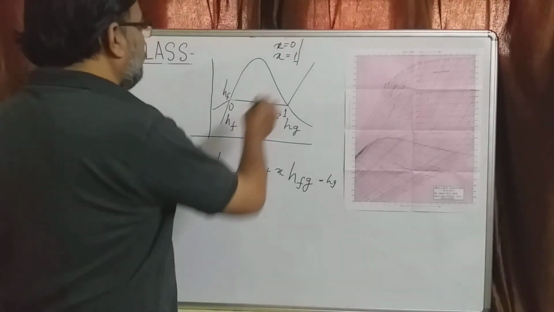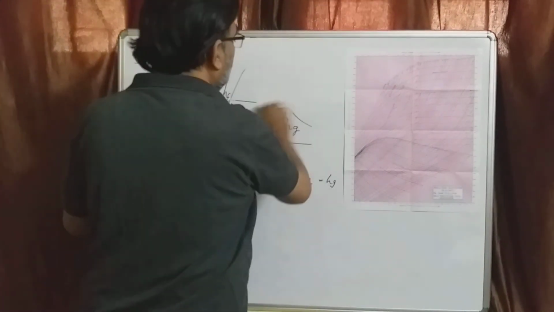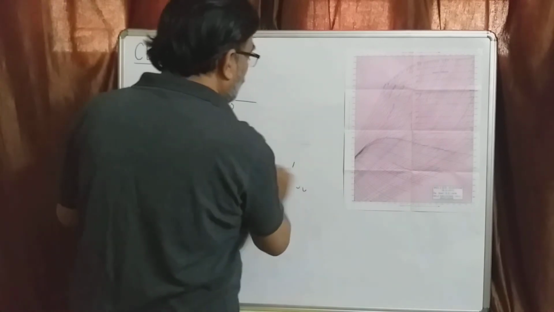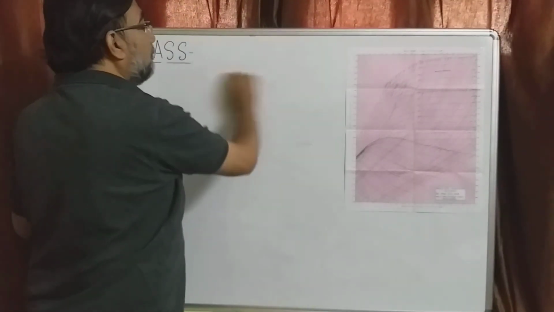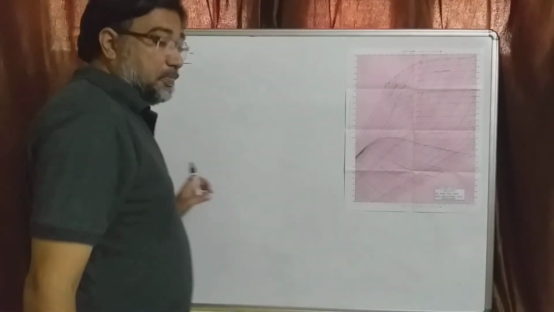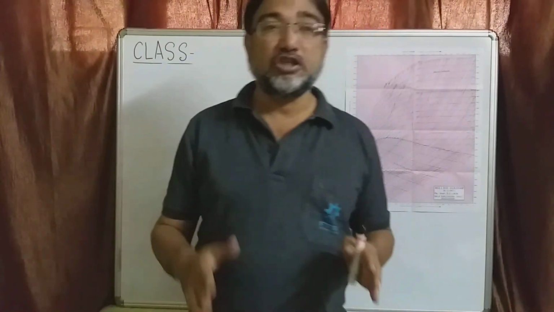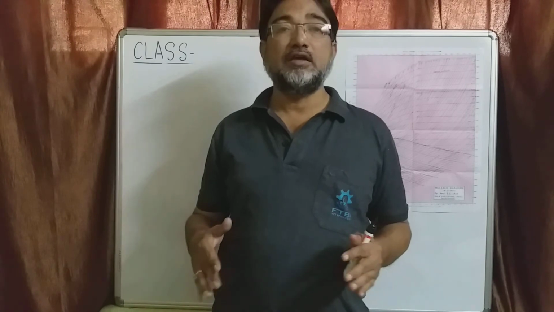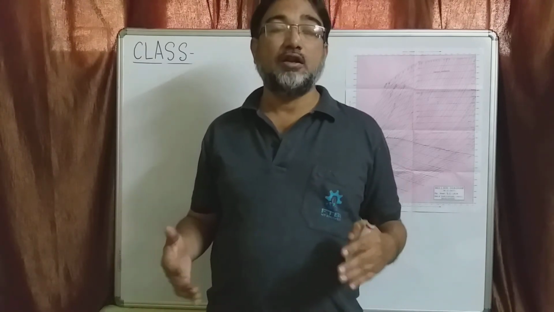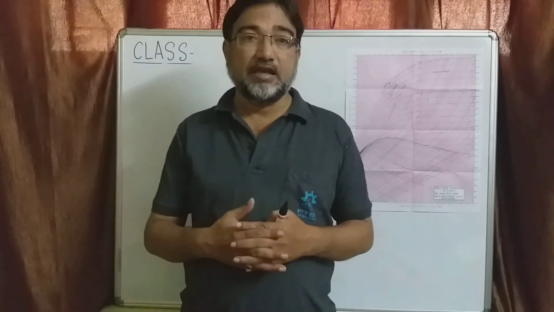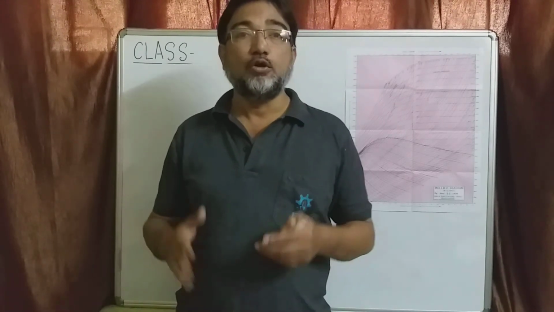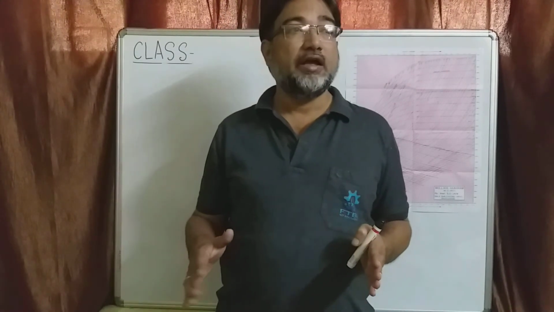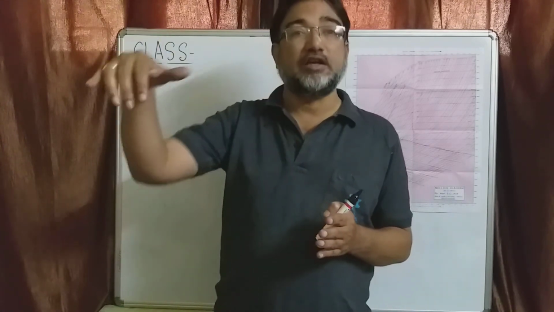Once we start solving problems, we will be knowing the use of Mollier chart and steam table, particularly in the context of power plant cycles. So this much for today, and in the next class we will go to the power plant cycles, where we will make direct use of this steam table and Mollier chart to find out the property values at various locations of the power plant circuit.